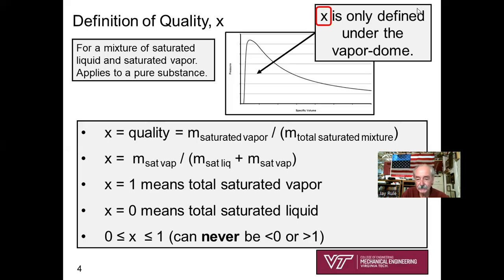This is an important text box up here: X, the property quality, is only defined underneath the vapor dome. So out here, there is no such thing as X. And over here to the left, there is no such thing as X. So be very aware of that. If you get a value of X greater than 1, you've made some blunder. So that could be a good common sense check for you.